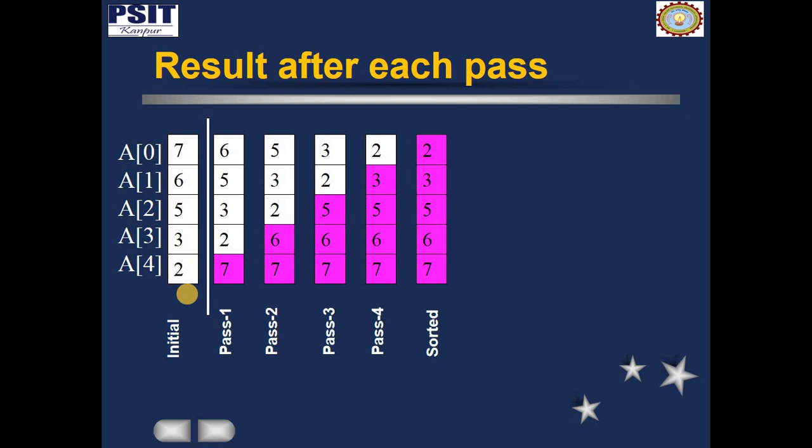So this is pass by pass result. So this is the initial array. After completion of first pass this will be the arrangement, after completion of second pass this will be the arrangement, and after completion of third pass, then fourth pass, and then I will get the sorted array.